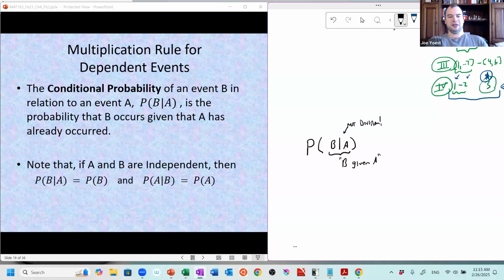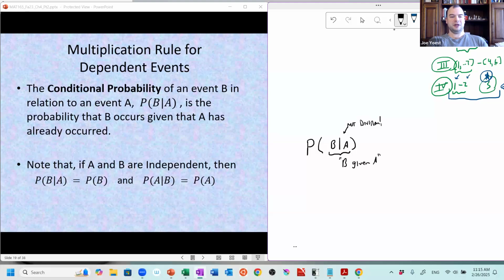In other words, probability of B given A is our estimate of the likelihood that event B will occur given the knowledge that A has occurred, right? It's like our estimate of the likelihood that it will snow outside today, given that we know that it's less than 20 degrees today, right? It's the probability of B occurring given that A has occurred.